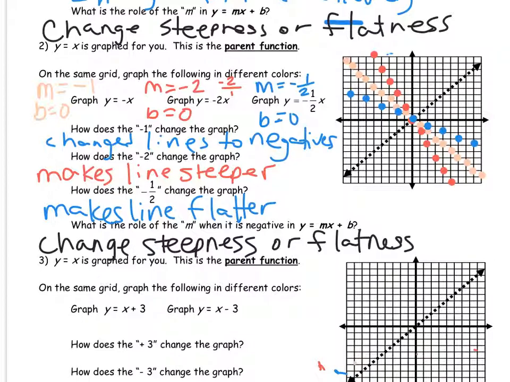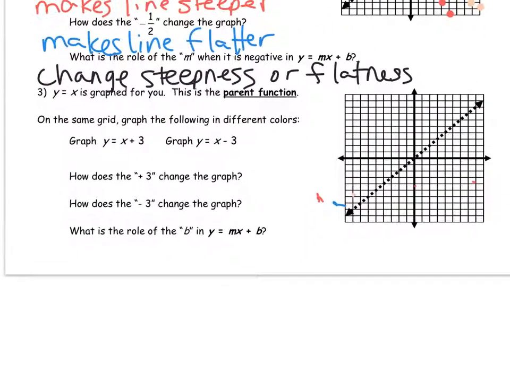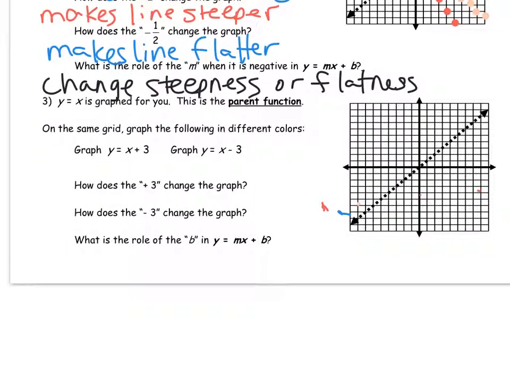Okay, so now let's look at our next family of lines. And this one, we're still starting off with our parent function. Our parent function is y equals x. It's already been graphed. But now we are going to graph two new lines. We're going to graph y equals x plus 3 and y equals x minus 3.